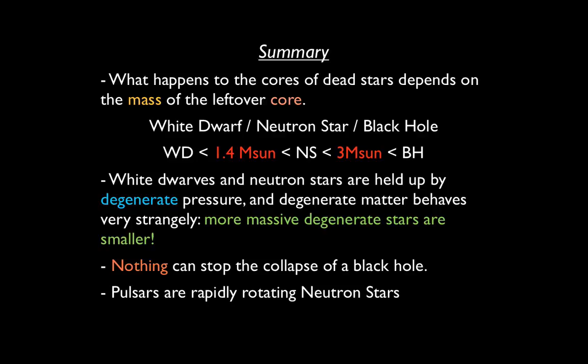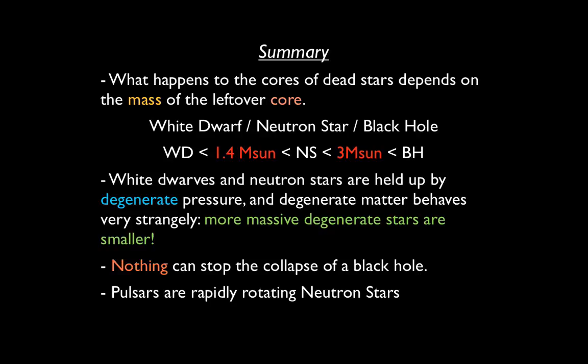So as a summary, what happens to the cores of dead stars is going to depend on the mass of the leftover core. If you have less than 1.4 solar masses, you get a white dwarf, held apart by electron degenerate pressure. If you have a mass between 1.4 and 3 solar masses, you get a neutron star. These are held apart by neutron degenerate pressure. Stellar cores that are more massive than 3 solar masses end up forming a black hole because there are no forces that can keep such a dense distribution of matter from collapsing upon itself.